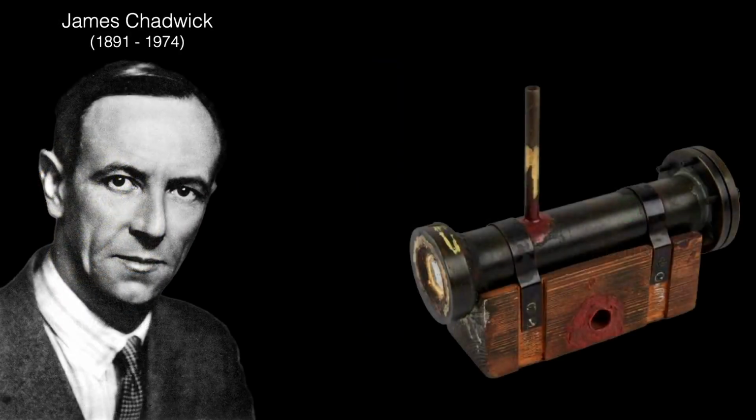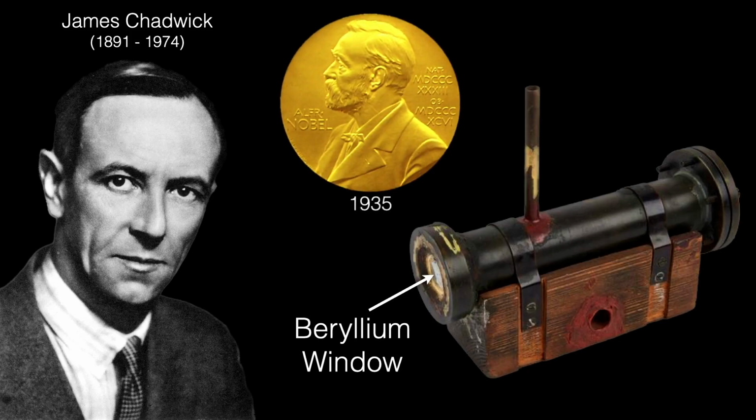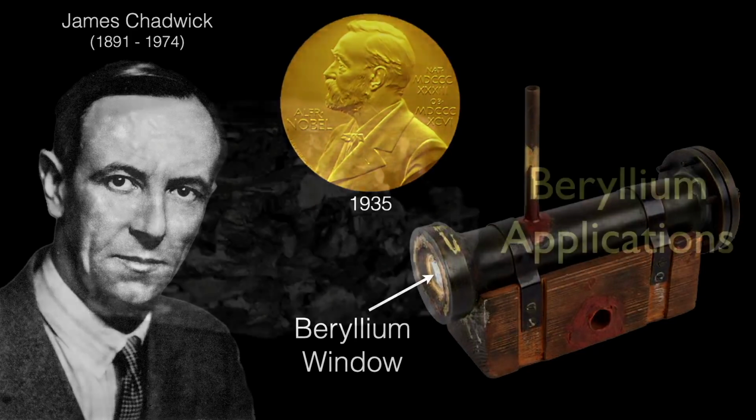Using this apparatus, with polonium as the alpha source and a beryllium window, allowed James Chadwick to discover the uncharged neutron particle in 1932. He received the Nobel Prize in Physics in 1935 for this fundamental discovery.